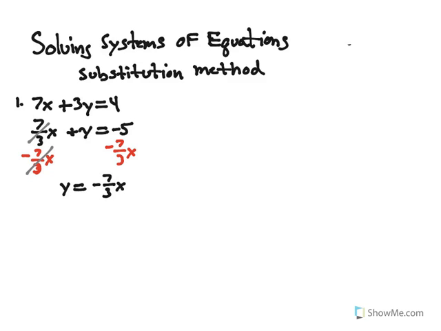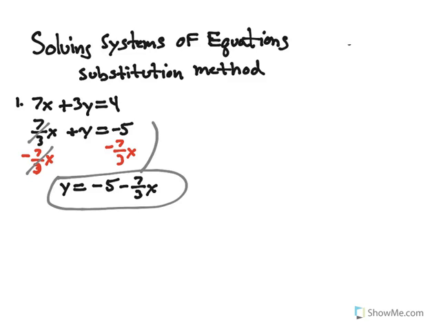Actually, it doesn't really matter what the order is, so I'm just going to leave it as minus 5 minus 7/3 x. We don't have to get it in slope-intercept form. Just go ahead and isolate the y variable. Okay, and now we look at this part right here. Now we take that and substitute it into the first equation and solve for x, okay?